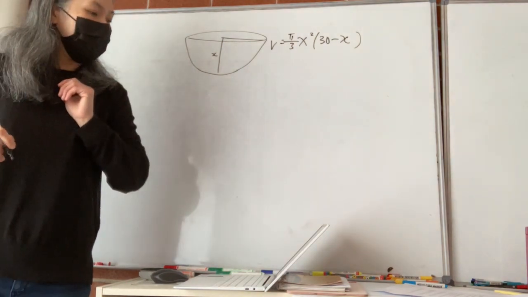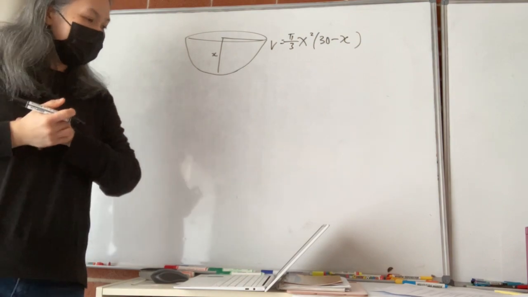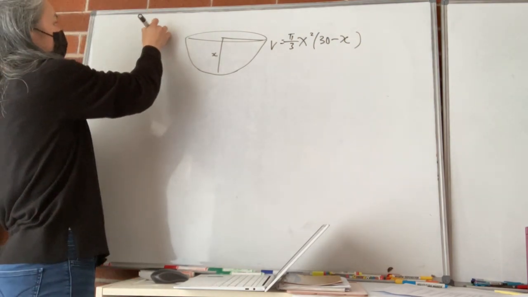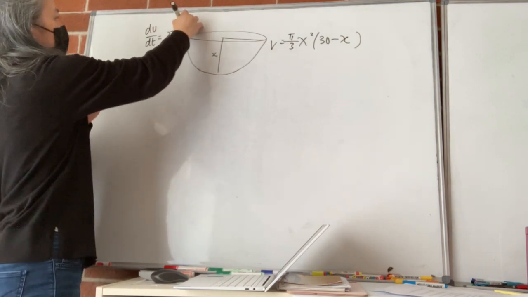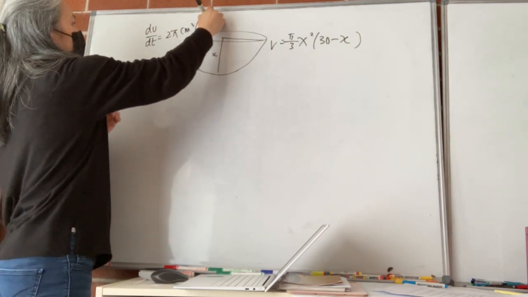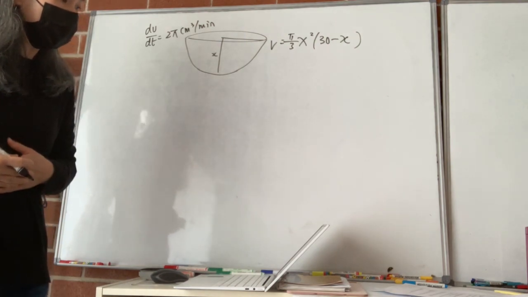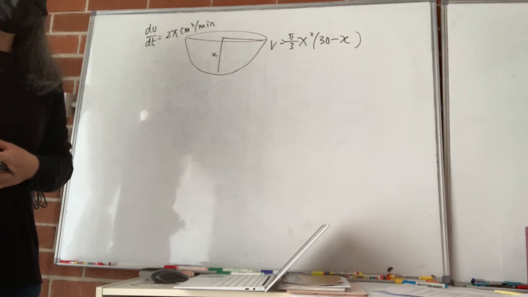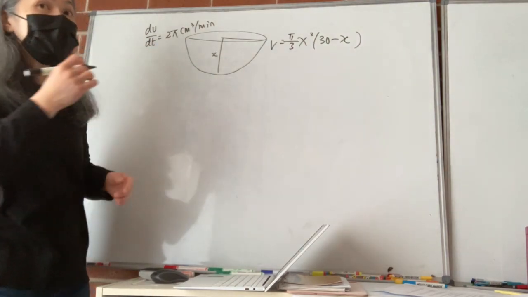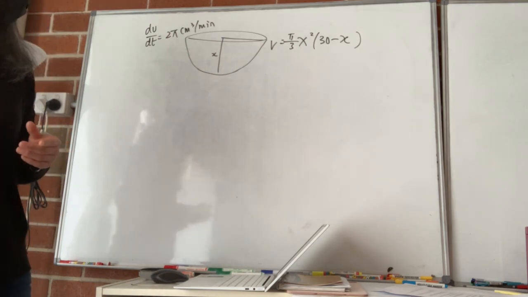Okay, what does the 2 pi stand for? The dV/dt. Very good, yes, dV/dt equal to 2 pi, and centimeter cube per minute. Right. And what are you looking for? dx/dt. Yes, dx/dt.